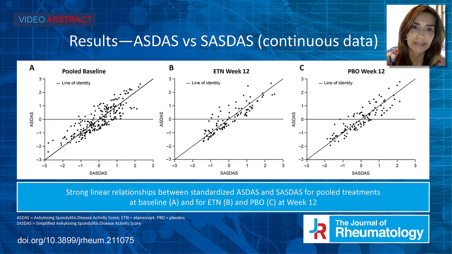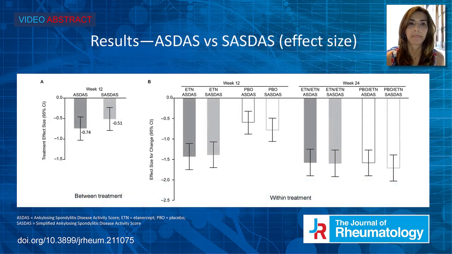And here are the results. We found a strong linear relationship between standardized ASDAS and SASDAS at baseline and at week 12. Spearman correlation and ICC coefficients were very similar between etanercept and placebo at week 12, at least 0.82 for each treatment group at all the time points.